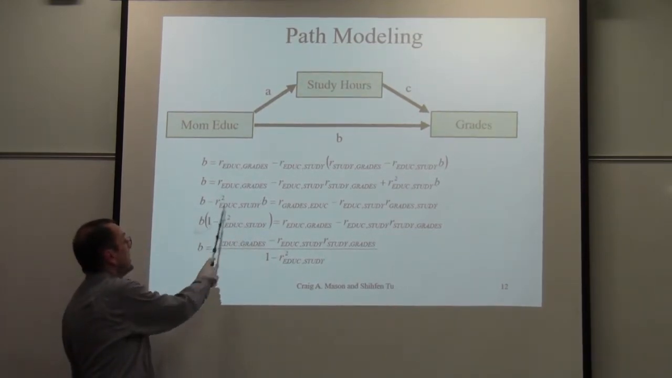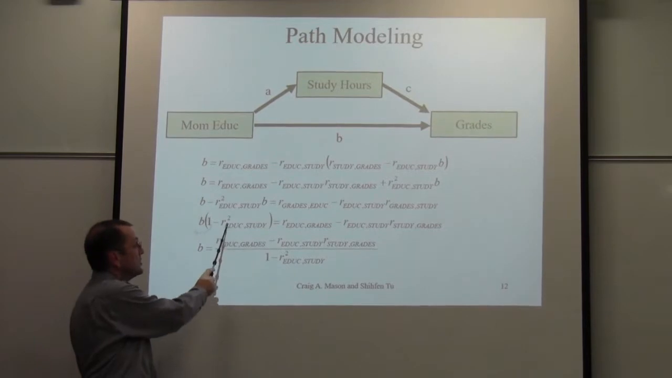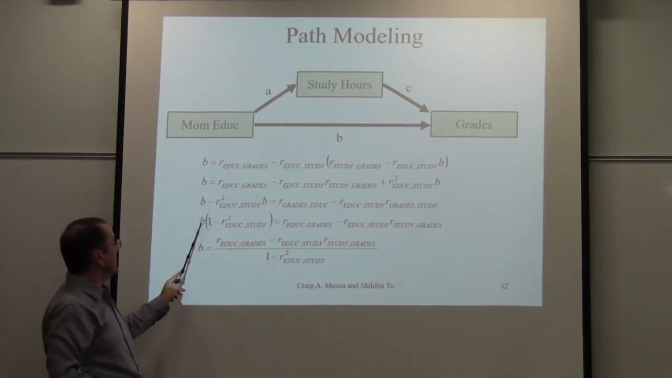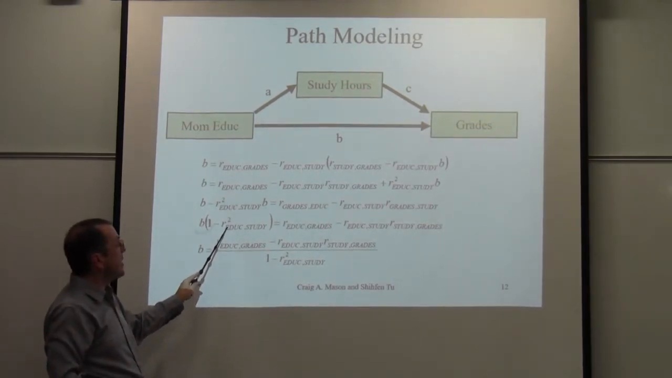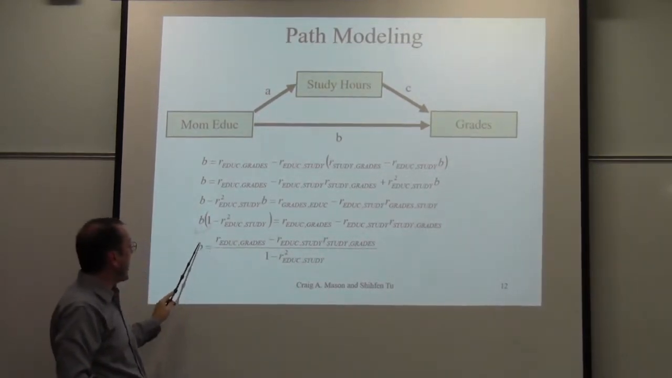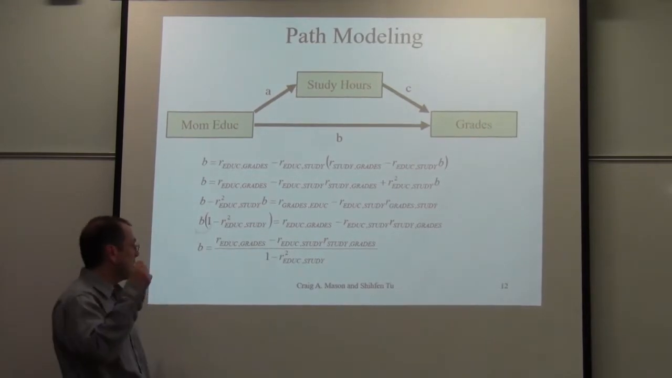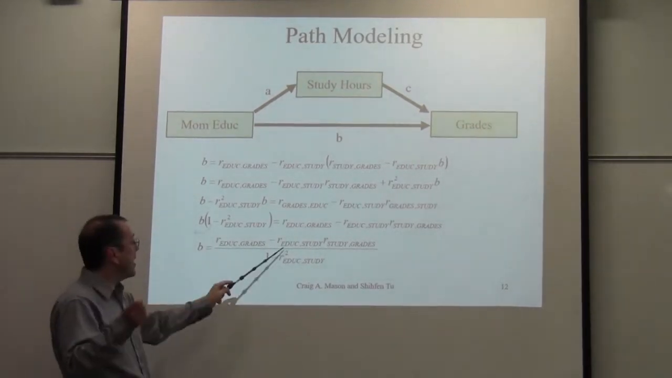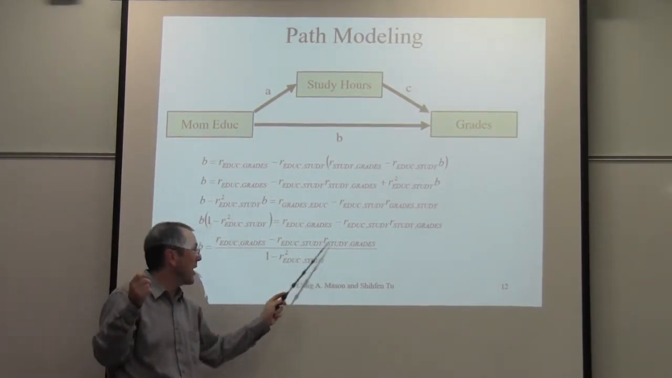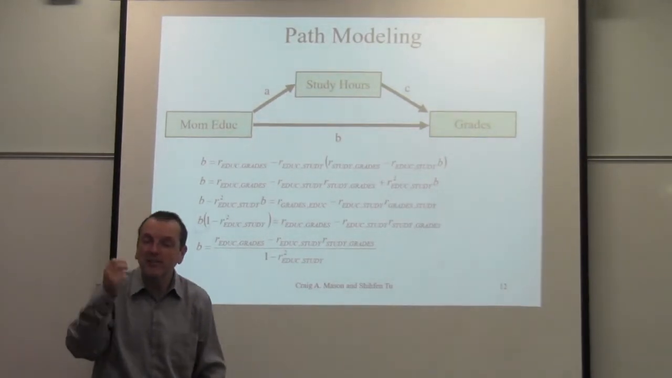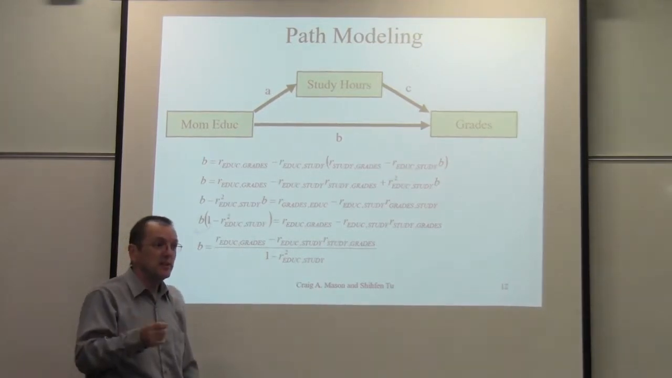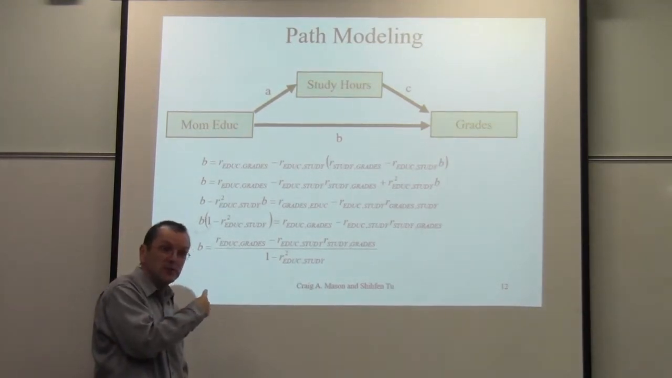We'll factor out B, which gives us B times 1 minus the correlation squared of education and study hours equals all of that again. And then we just divide by 1 minus the correlation squared of education and study hours. We divide both sides by that, and we get B is equal to the correlation of education and grades minus the correlation of education and study hours times the correlation of study hours and grades, divided by 1 minus the correlation squared of education and study hours. So it really does work. Trust me, right?